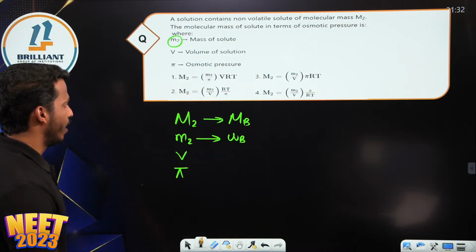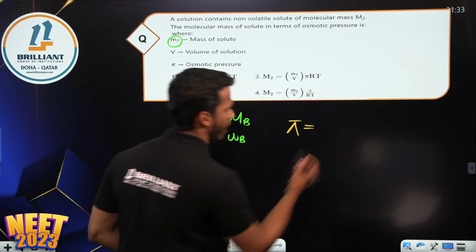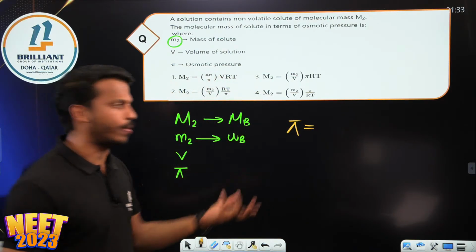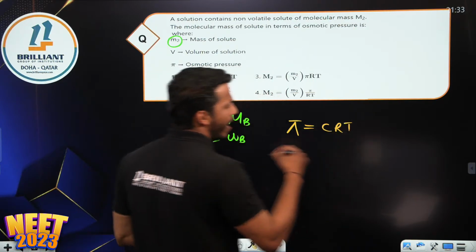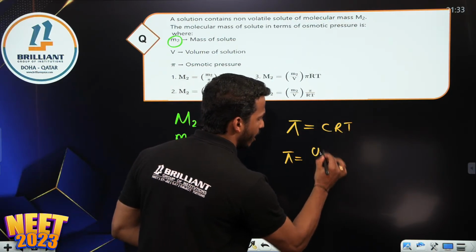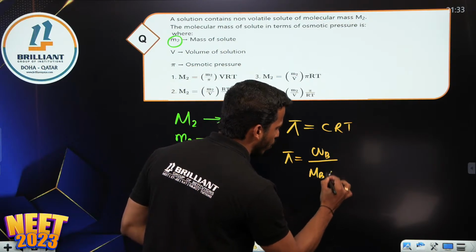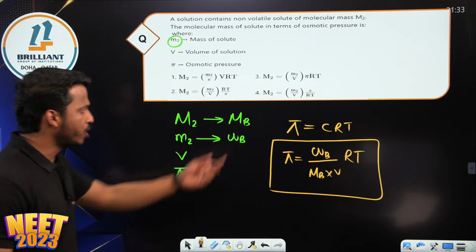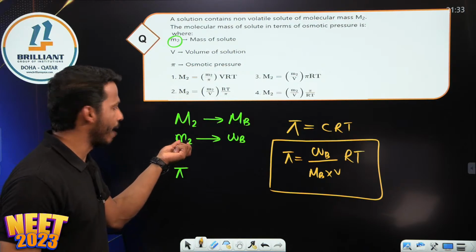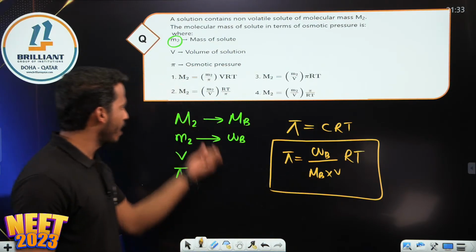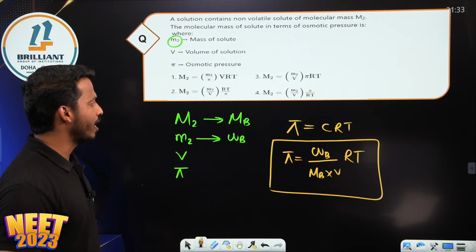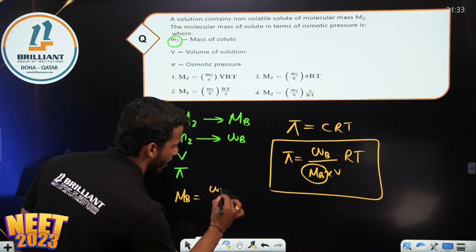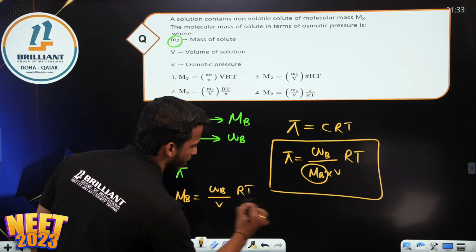Okay, let's try. Dear all, we have an equation. Osmotic pressure pi is equal to i into CRT, where Van't Hoff factor is not mentioned, so I'm not taking that. So CRT. Or the final equation for osmotic pressure is WB by MB into V into RT. Instead of WB, they given small m2. Instead of MB, they given capital M2. So which is the correct statement here? We need M2, right? M2 means MB. So MB is equal to WB by V into RT by pi.